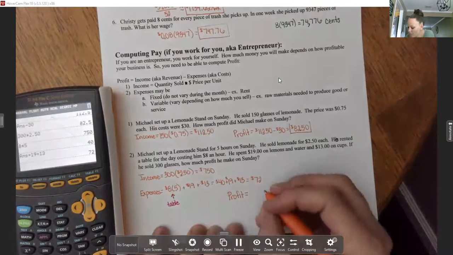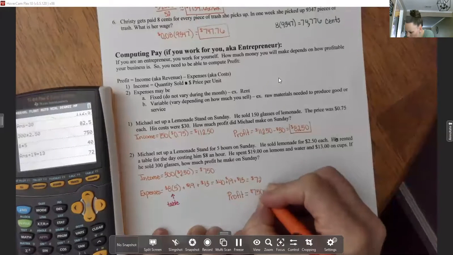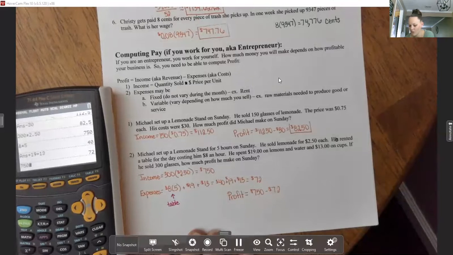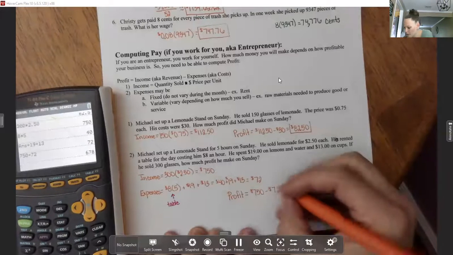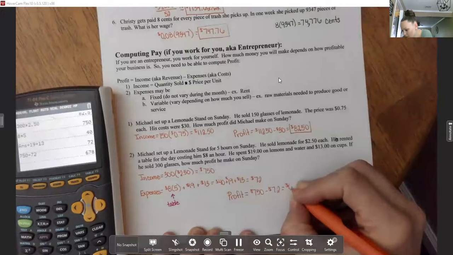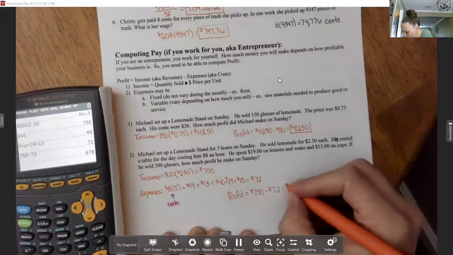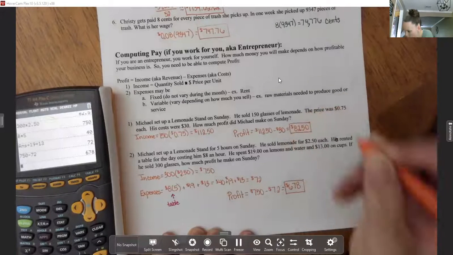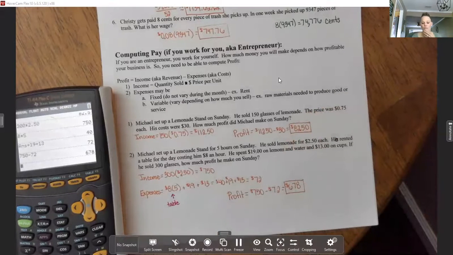So finally, his profit was his income minus his expenses. $750 minus the $72 that he had to spend was $678. Do we have any questions on that?